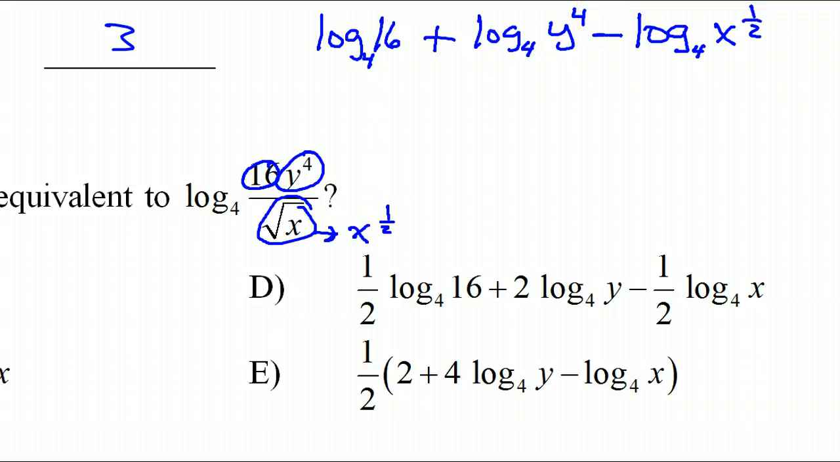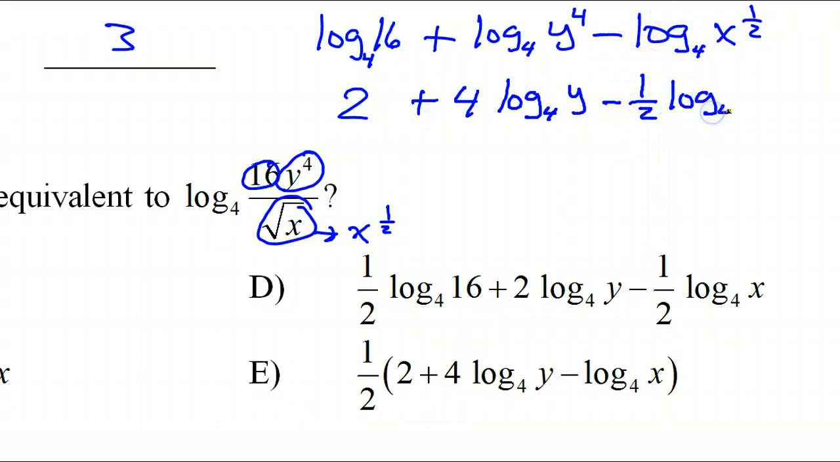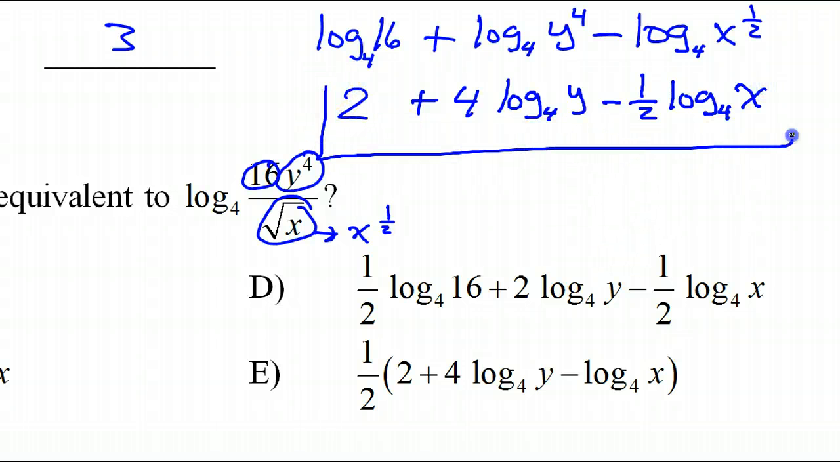Now, anything with an exponent is going to go in front. Also, I recognize this can be a whole number. 4 to the what power is 16? That's 4 squared. So this whole term has a value of 2. Putting this in the front, I have 4 log base 4 of y minus, this 1/2 goes in the front, so 1/2 log base 4 of x. So that is what I would get if I expanded this.